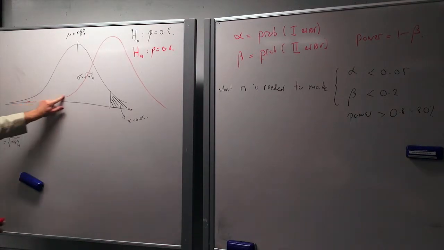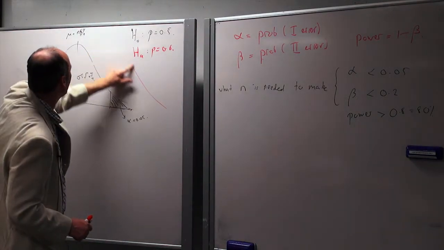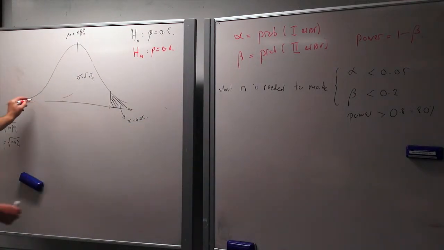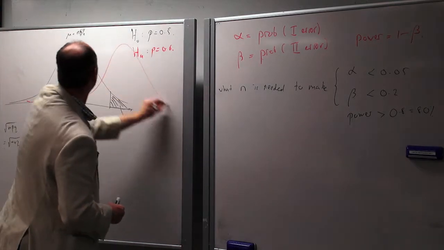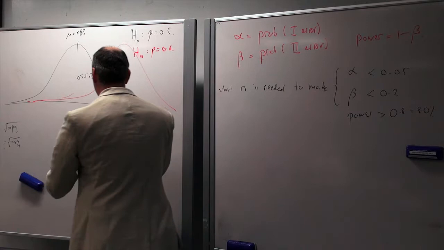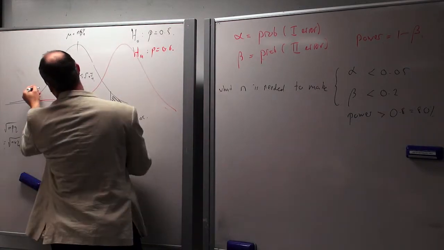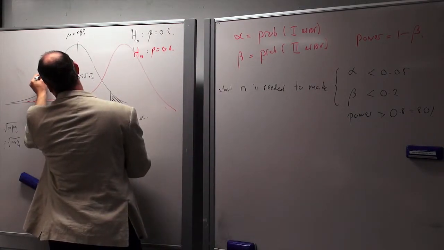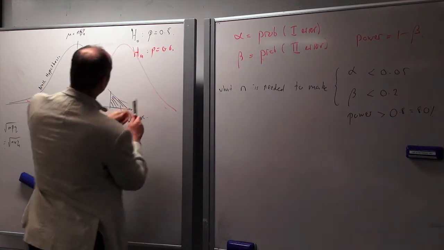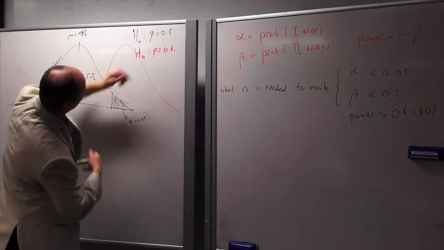I'm going to redraw that picture because I've drawn it somewhat infelicitously. Sorry. I'm just going to draw it over here. Sorry about that. This one is my null. This one in red is my alternative.